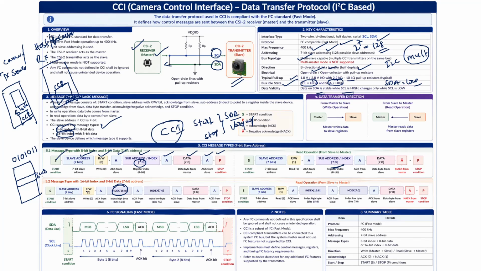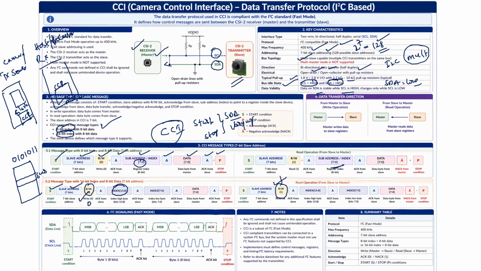We are doing the write operation. So for the read operation, your write or read bit should be 1 here, and for the write operation, your write or read bit should be 0. So when we do a write operation it is 0, and when we do a read operation it is 1.